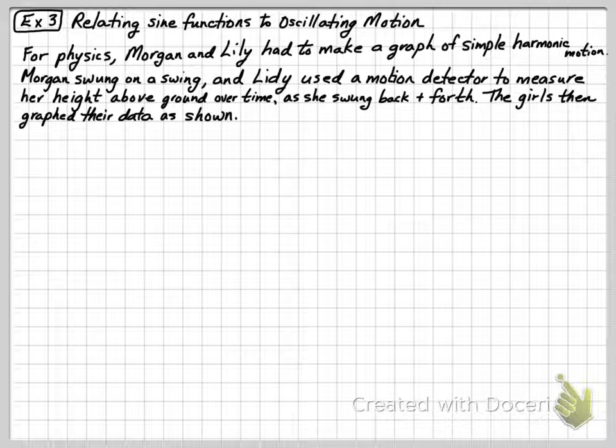We're going to do an example here. We're doing a little problem solving, relating sine functions to oscillating motion, back and forth. For physics, Morgan and Lily had to make a graph of a simple harmonic motion. Morgan swung on a swing, and Lily used a motion detector to measure her height above the ground over time, as she swung back and forth. The girls then graphed their data as shown.